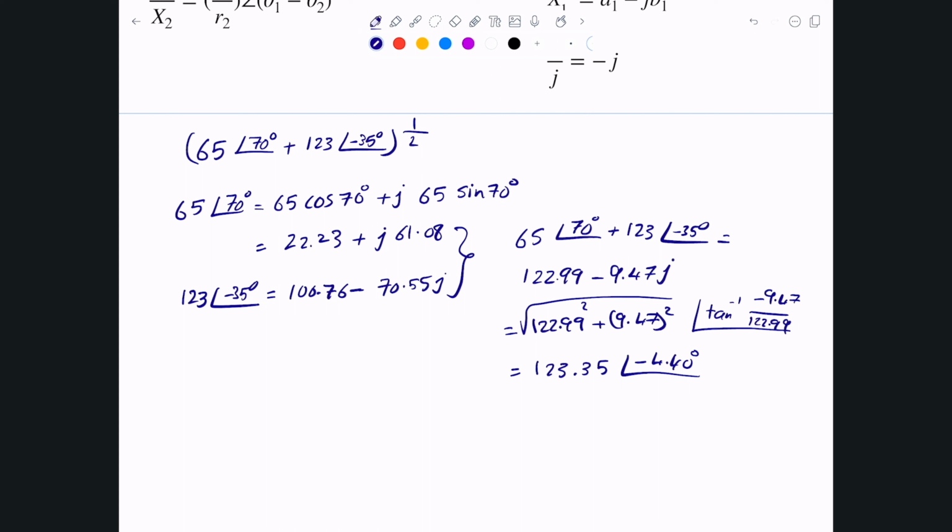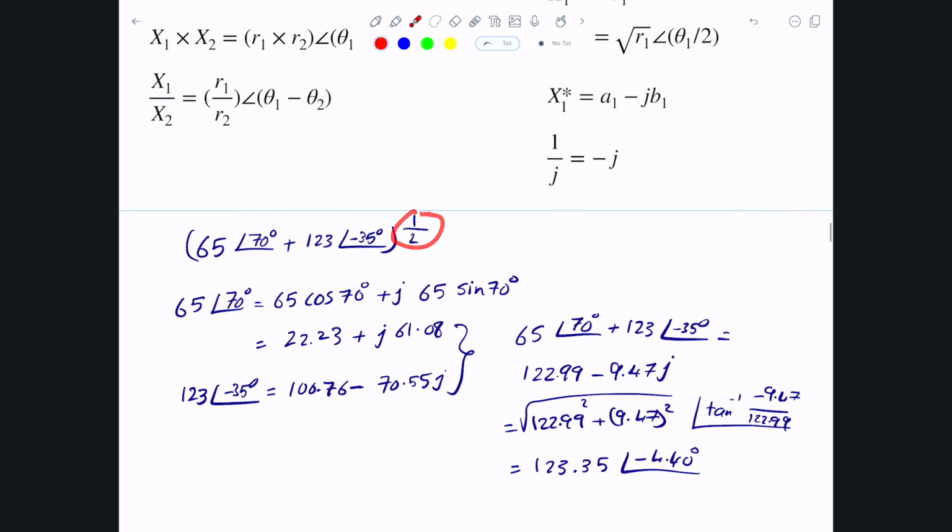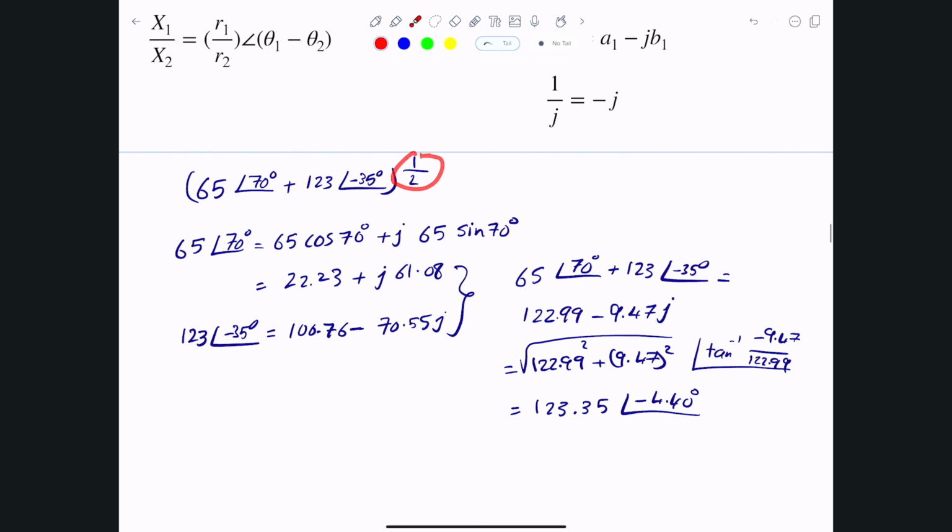Of course, this is not the final answer we're looking for, because we have to take the square root of that, because I have that here. So the final answer would be simply the square root of the magnitude, which is 123.35, and the angle will be negative 4.40 divided by 2. Okay, and that answer will be 11.11 and negative 2.2 degrees.